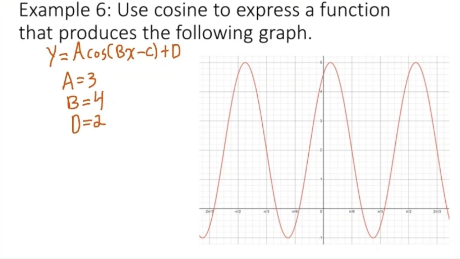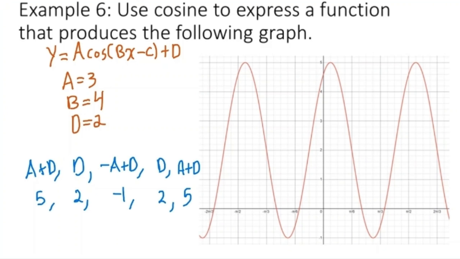What is going to be different this time is c. The reason c is different is because cosine has a different pattern for its key points than sine. Its pattern is a plus d, d, negative a plus d, d, a plus d. Since we already have a and d decided, our pattern will be 5, 2, negative 1, 2, 5 for the y components of our key points.